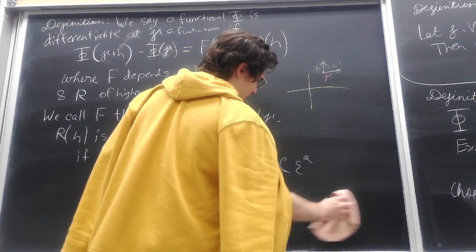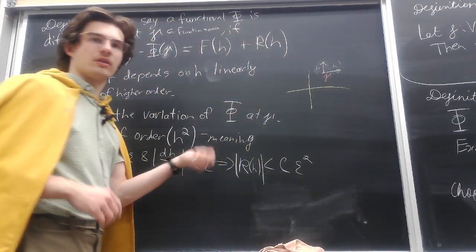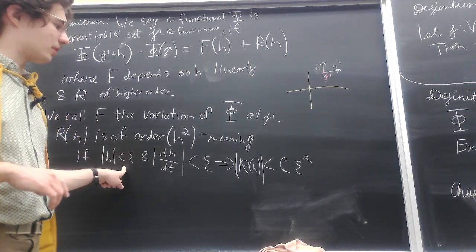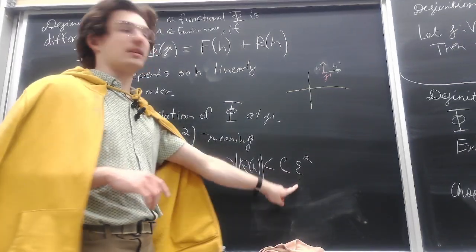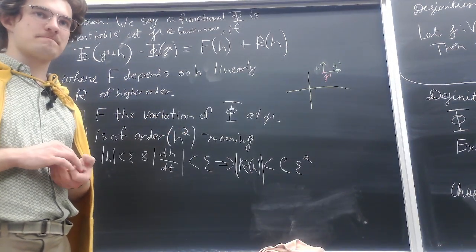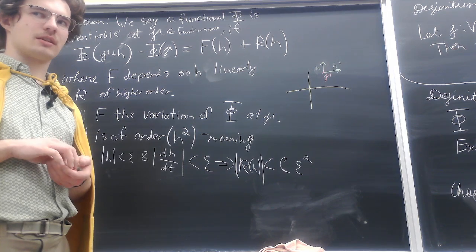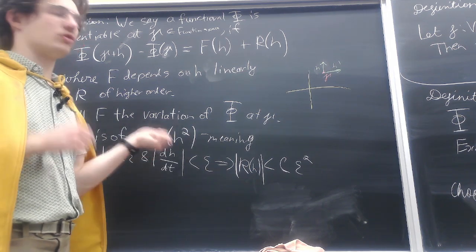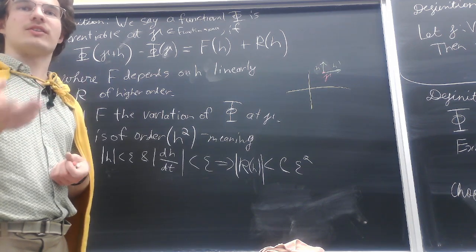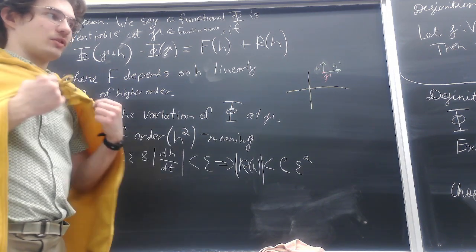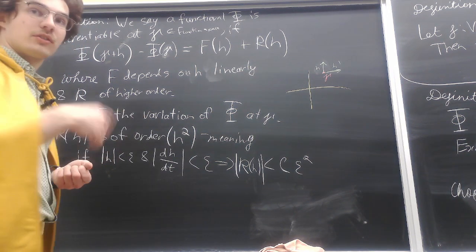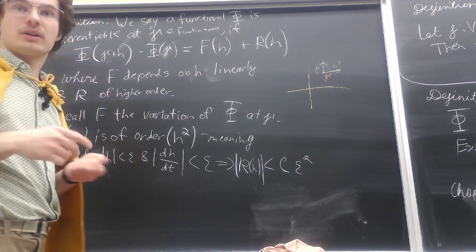So this is what it means for R of H to be of order H squared. If H is less than epsilon, then R of H has to be less than a constant times epsilon squared. Does that kind of make sense? This is by analogy with usual functions and usual calculus. Something is of order x squared if, when x is small, that function is less than c times x squared.